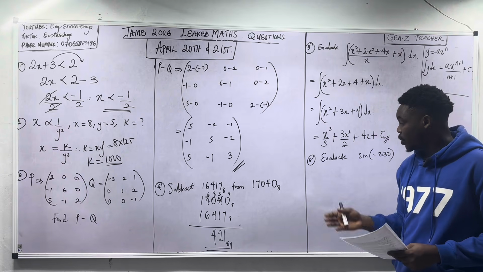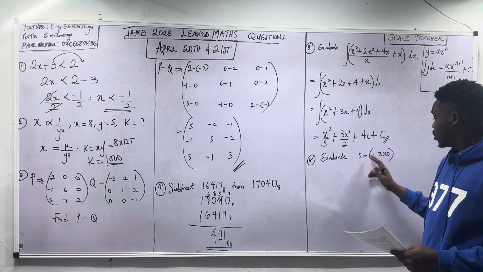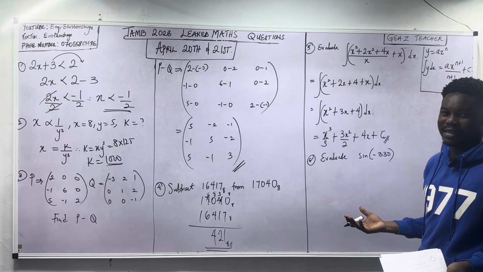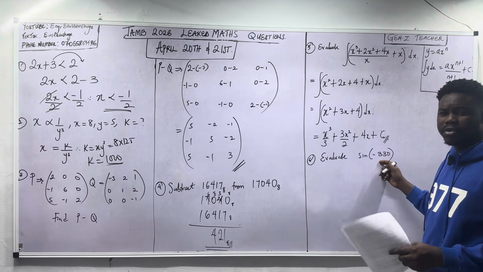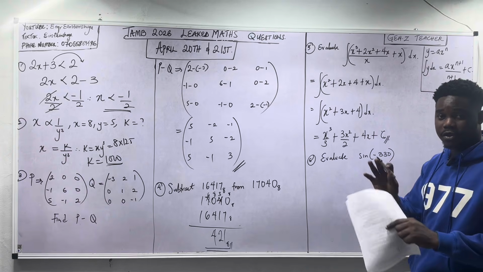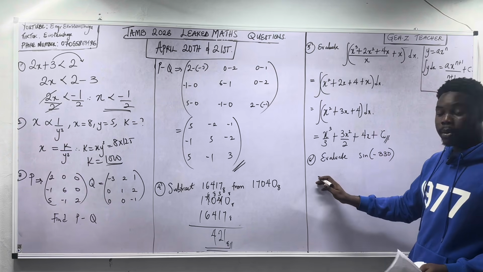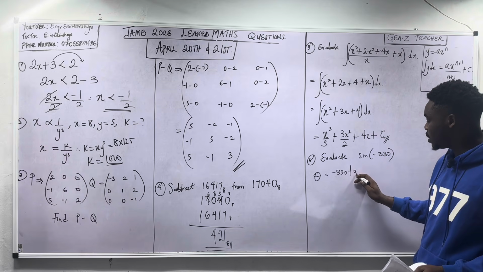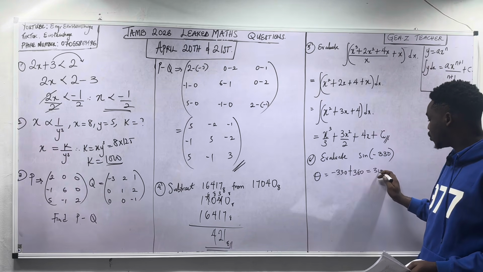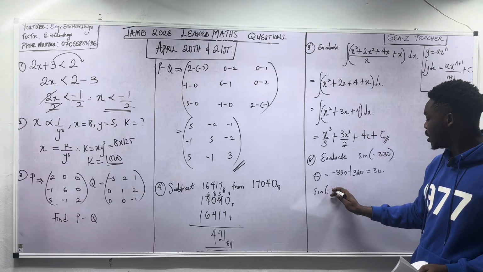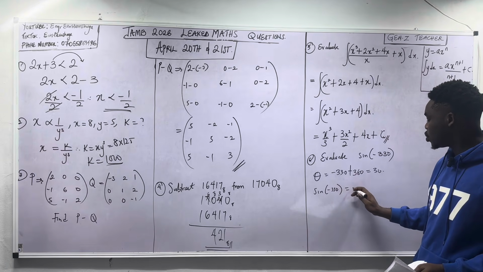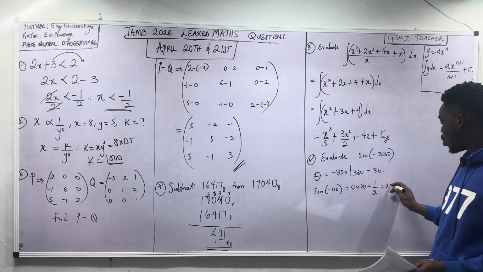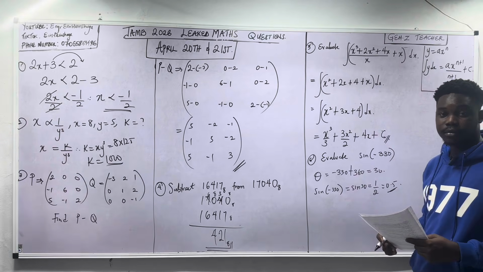Number 6 says evaluate sine of negative 330. Now quickly, to solve this faster and easier without stress, 330 is in the fourth quadrant, and in the fourth quadrant, we have 360 there. So theta becomes negative 330 plus 360, and this gives you 30. So sine negative 330 is also the same thing as sine 30. And what's the answer? 1 over 2 or 0.5.